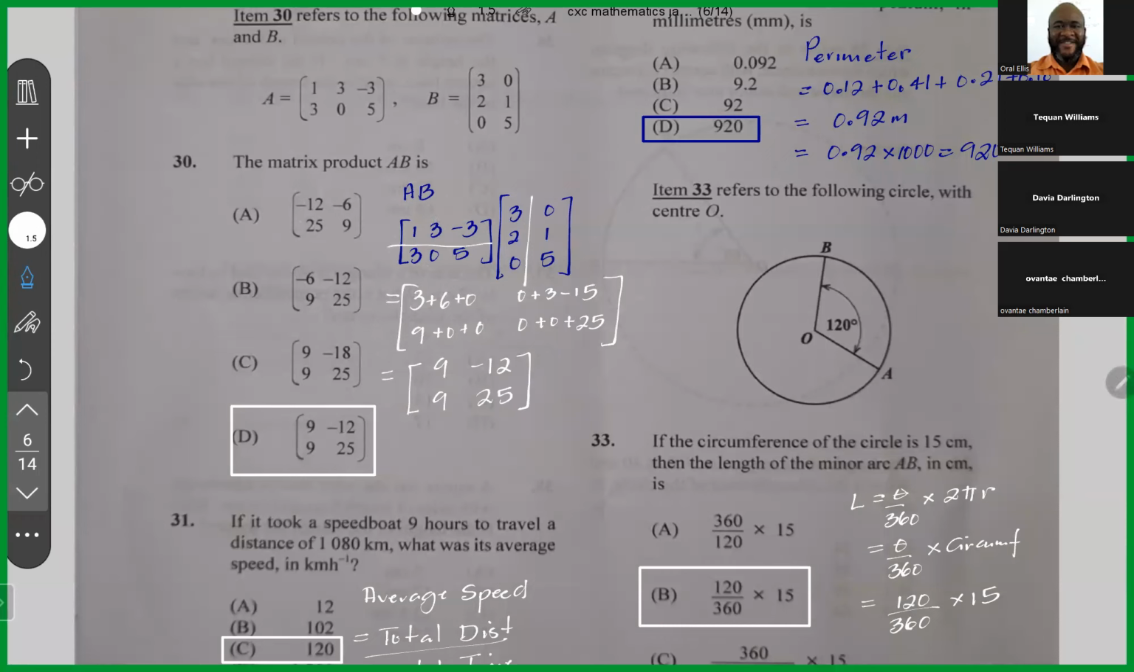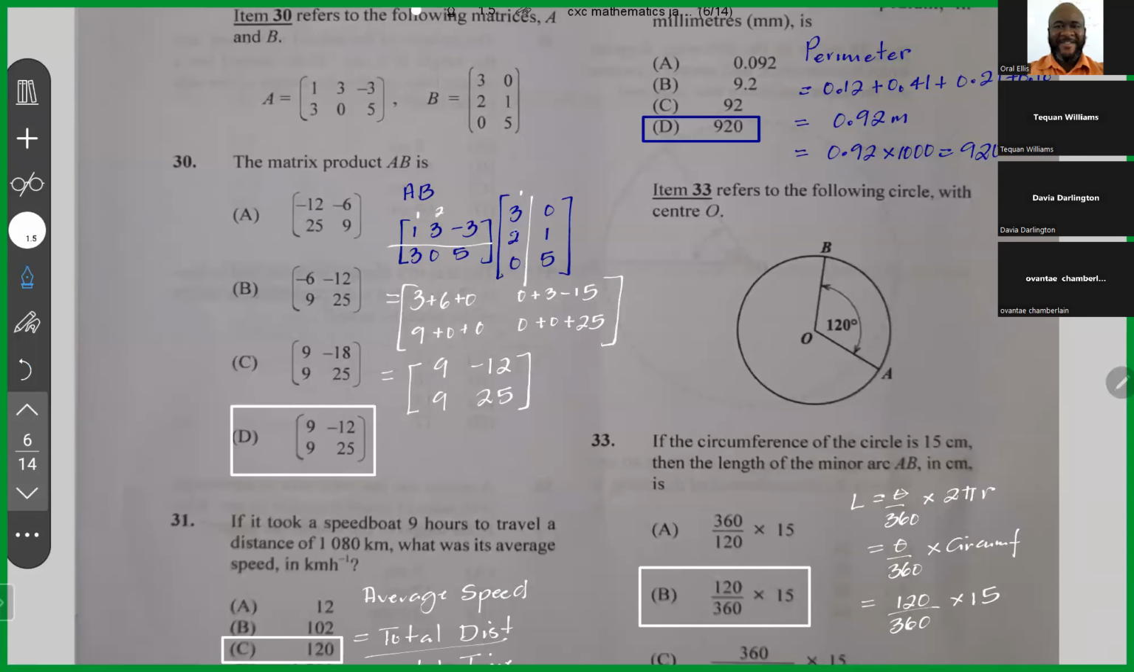First element in the row, first element in the column, second element in the row, second element in the column, third element in the row, third element in the column. Every time you multiply a row by a column, you get an element in the answer. So if I multiply the top row by the left column, I'm going to get the top left element. So it's 1 times 3. Sorry, 1 times 3.